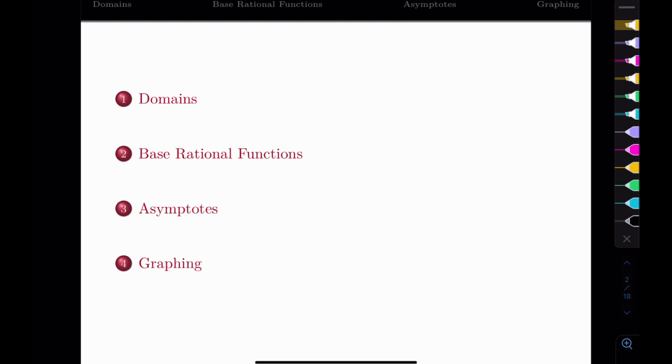Then we're going to look at two very specific base rational functions to just get a feel for these things. And then we will talk about how we find asymptotes, what asymptotes are, and what the different types are as well. And then we'll combine everything together to get a good graph of these types of functions.